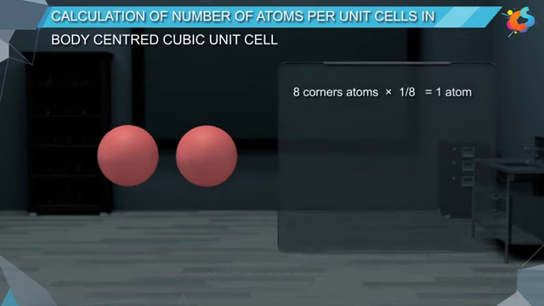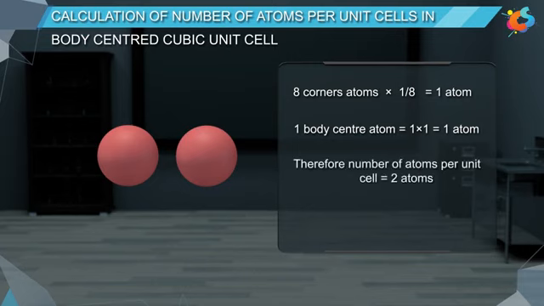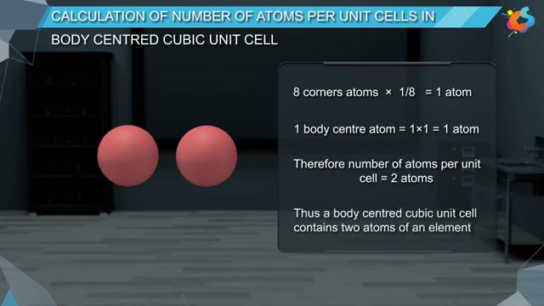8 corner atoms into 1/8 is equal to 1 atom. 1 body-centered atom is equal to 1 into 1, which is equal to 1 atom. Therefore, number of atoms per unit cell is equal to 2 atoms. Thus, a body-centered cubic unit cell contains 2 atoms of an element.